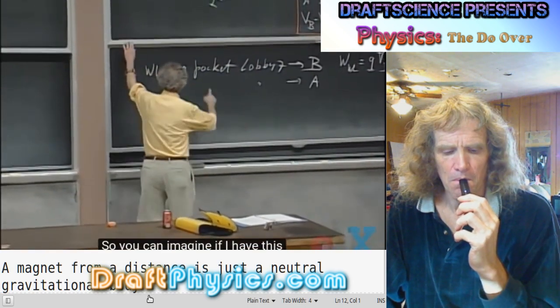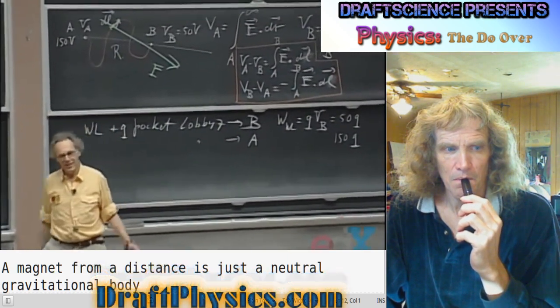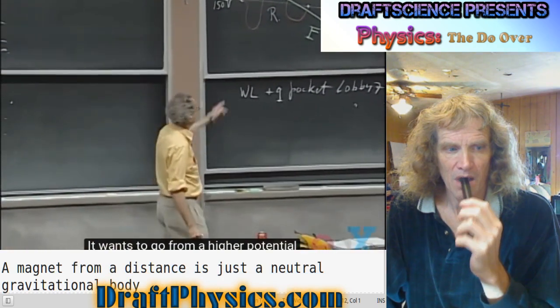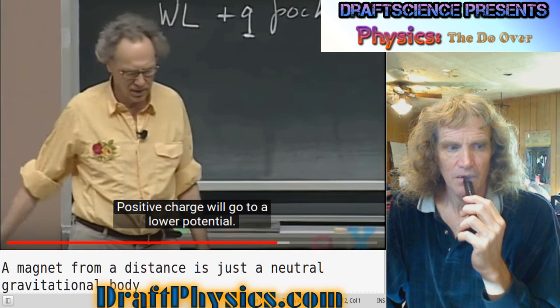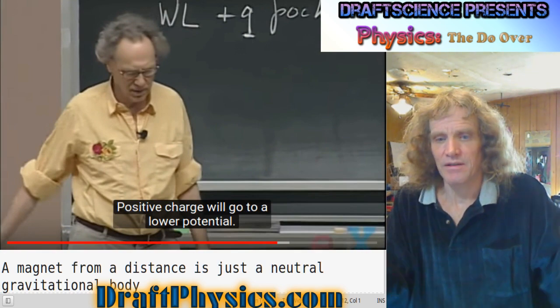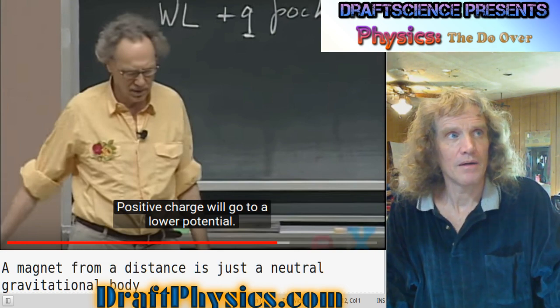So you can imagine if I have this plus Q charge at point A, where it's a higher potential, it wants to go back all by itself to B. It wants to go from a higher potential to a lower potential. Look, the E vector is in this direction. Positive charge. So again, obviously, there's an obvious thing where, yes, the potential wants to be.